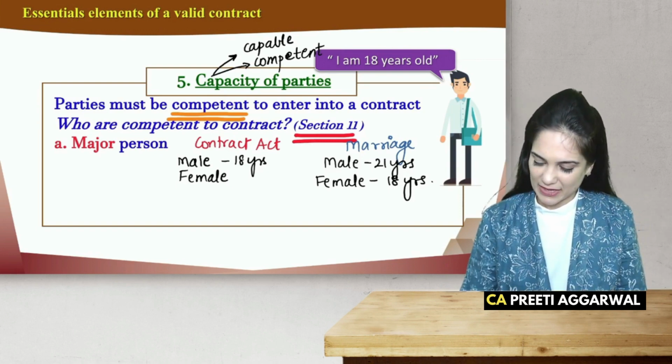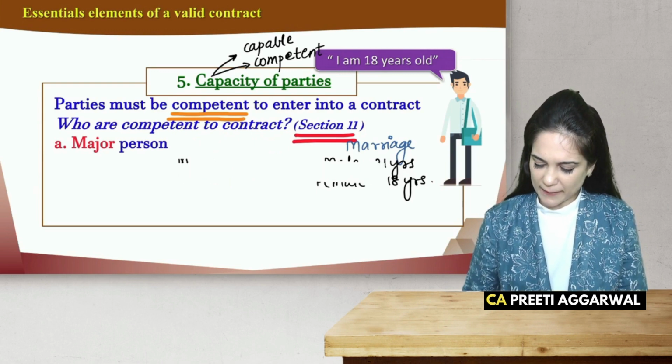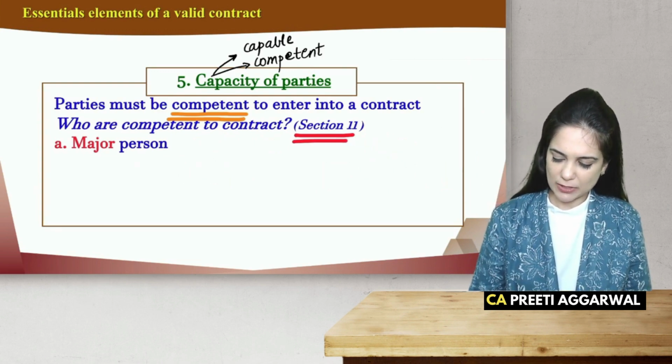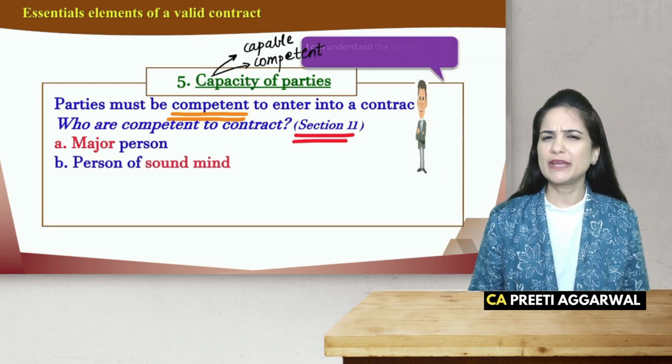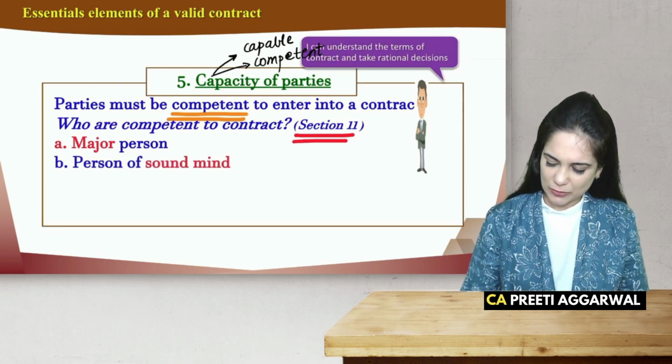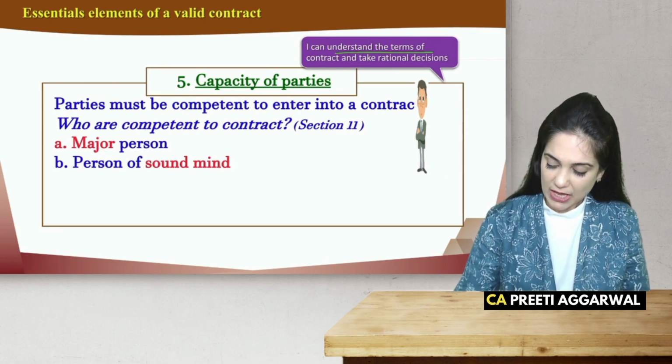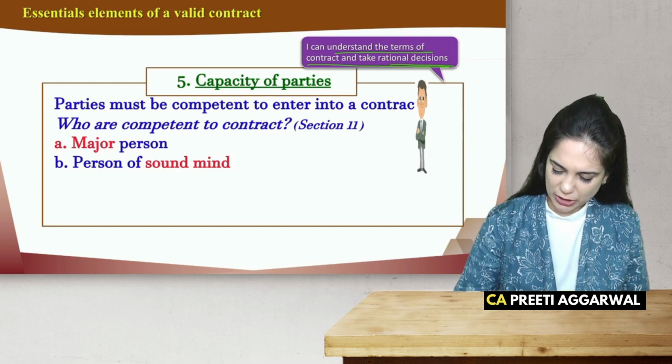Okay, done. I'll just erase this part. So only a major person can enter into a valid contract. Then a person of sound mind. What is the meaning of sound mind? He is a person who can understand the terms of the contract and take rational decisions. He can form rational judgments.